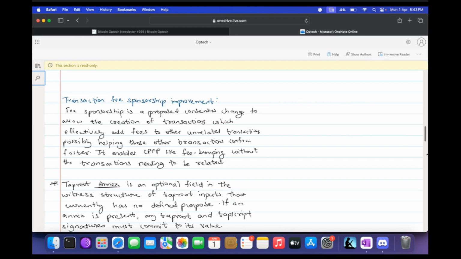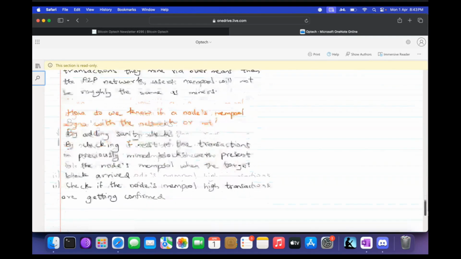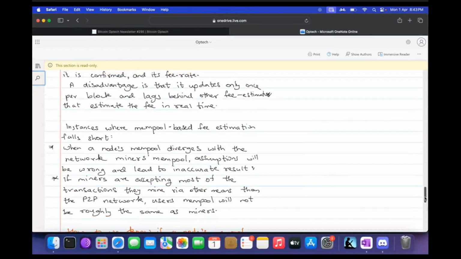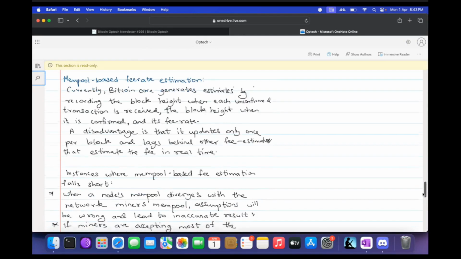Let me see if there's something in my notes that can be used to better explain. Okay, I'll just read through it. I think this could be beneficial.